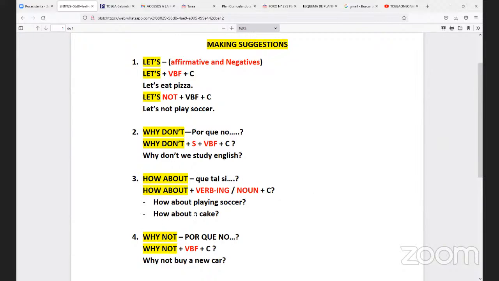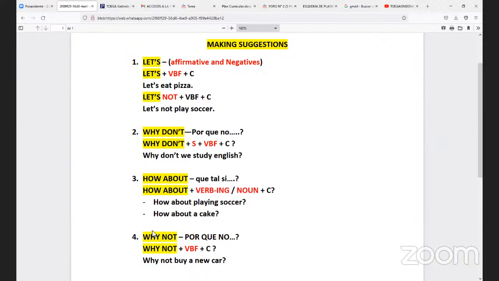How about a cake? Okay, so this cake, it is the noun. How about a cake? ¿Qué tal un pastel? So this is not an action, this is a noun. And this "how about" is the only phrase that works with nouns or verbs with ing.